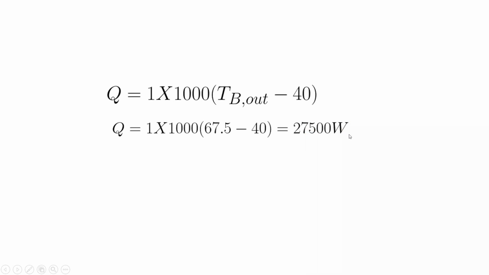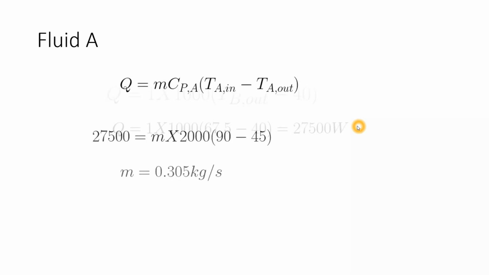Why I am getting it in watt: since it is 1 kg per second and 1000 joule per kg Kelvin, and the difference is in Kelvin, Kelvin cancels Kelvin, kg cancels kg, and there will be joule per second, which is watt. Joule per second is a watt. Now I will use the fluid A.